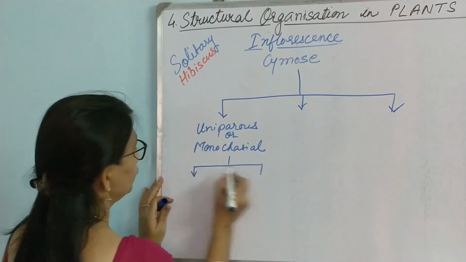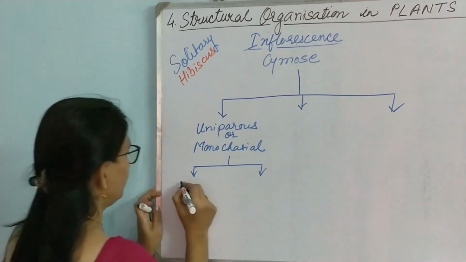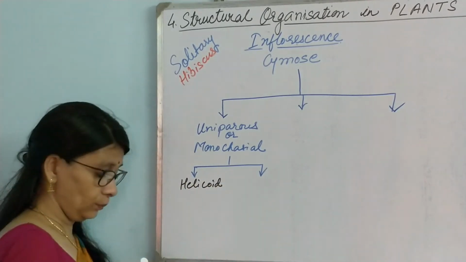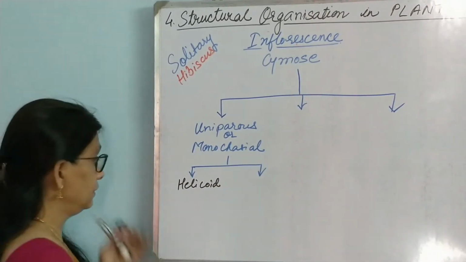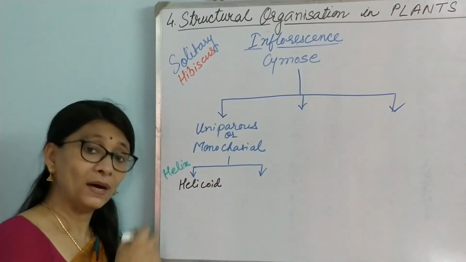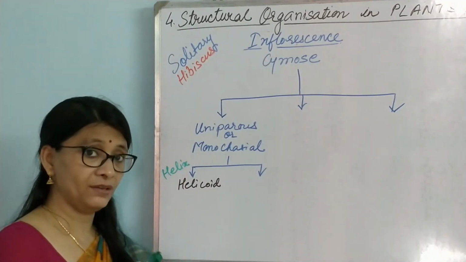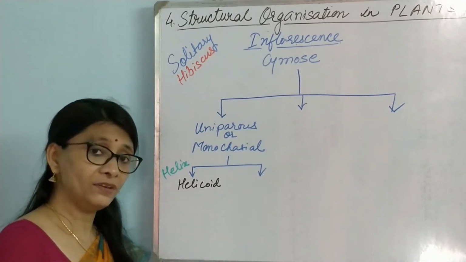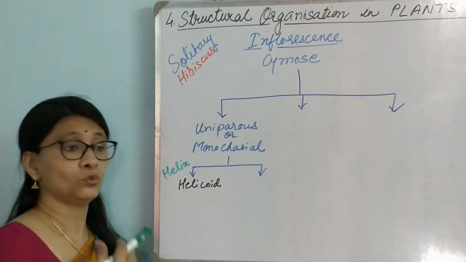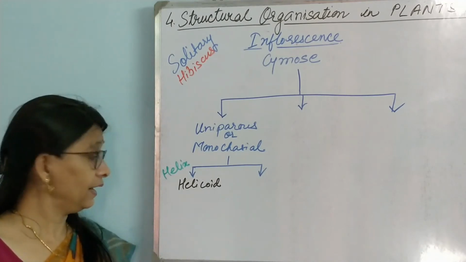It is of two types. What are they? First is helicoid. The word comes from the word helix, which means one-sided. We know the structure of DNA is known as the DNA helix. Why is it known as helix? Because it moves in one direction only. One direction movement is known as helical movement, and that is what we find here.